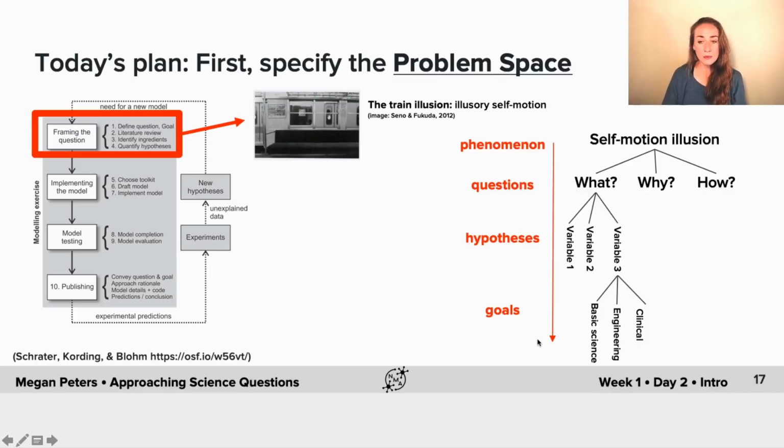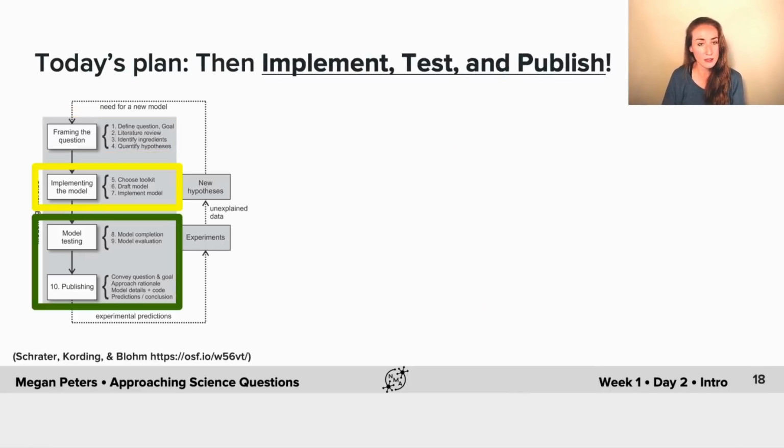For example, if we consider the window aperture, how big the window is, maybe that's our crucial parameter of interest. That means that we might have an engineering goal of optimizing train window design. Maybe that's our goal in life. We might also have a basic science goal of characterizing how the visual system works. We might have a clinical goal of reducing how nauseous you feel when you experience the illusion. So there are a lot of different goals that we might have that would also drive our modeling choices.